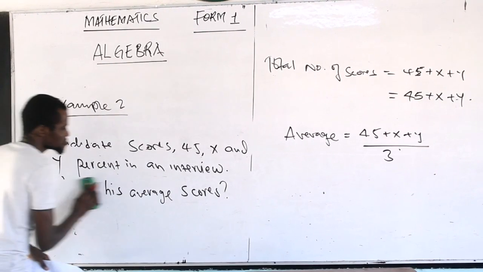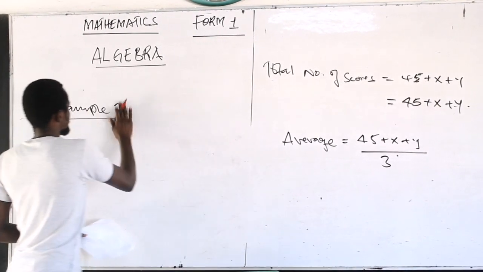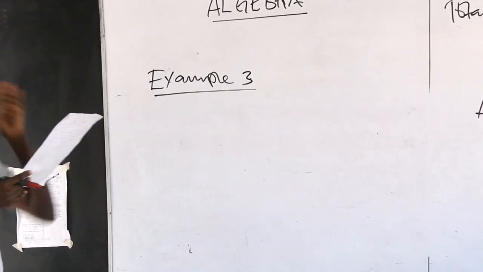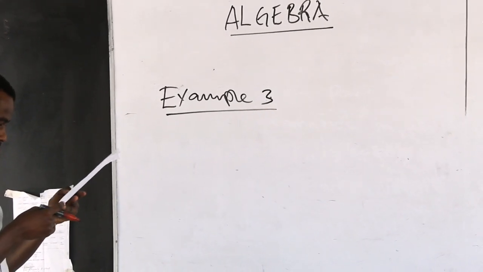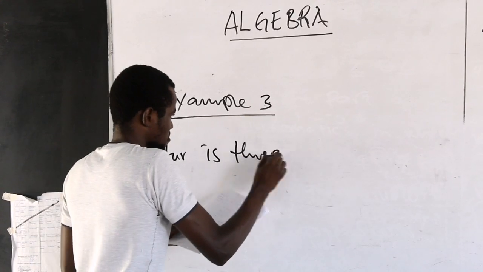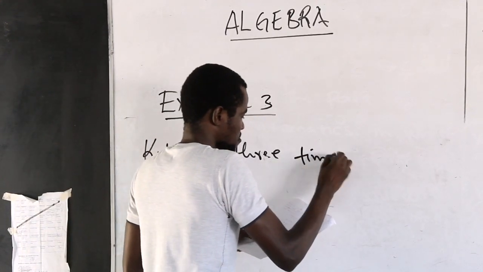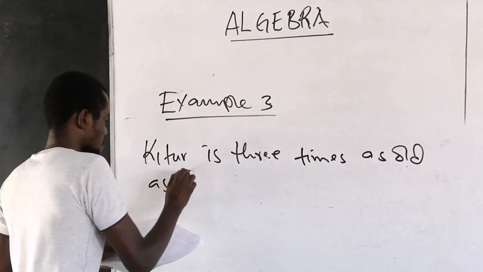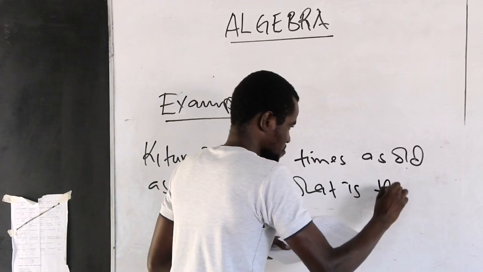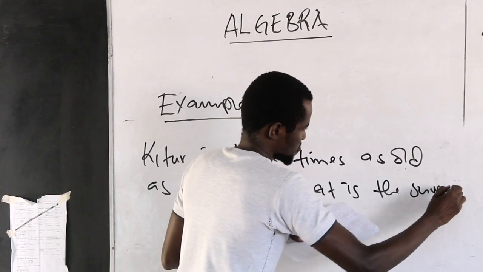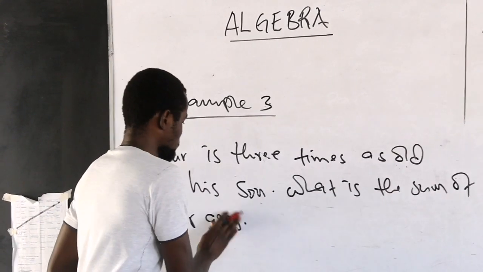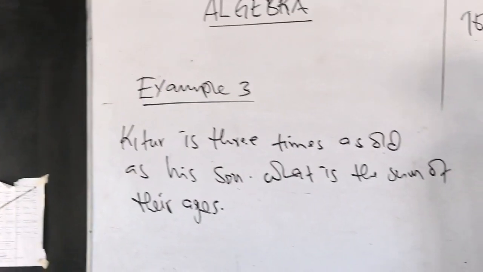So let us move to the next, example 3. This is a more serious one now. Kitur is 3 times as old as his son. What is the sum of their ages?